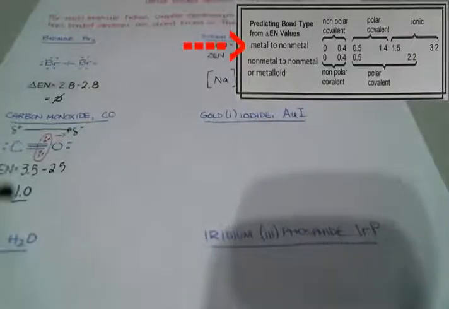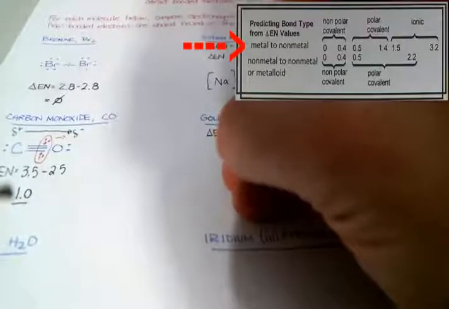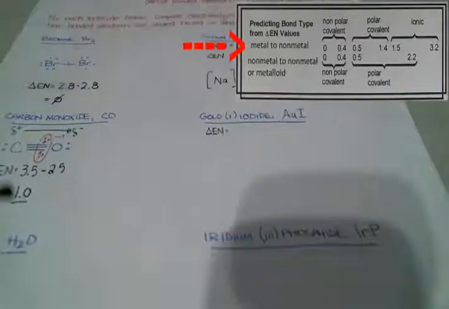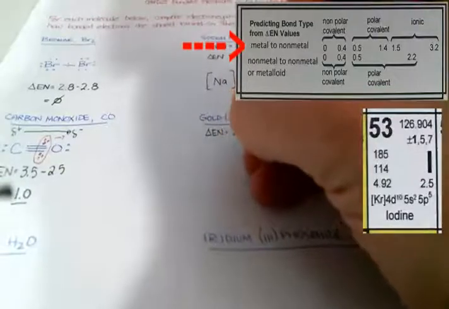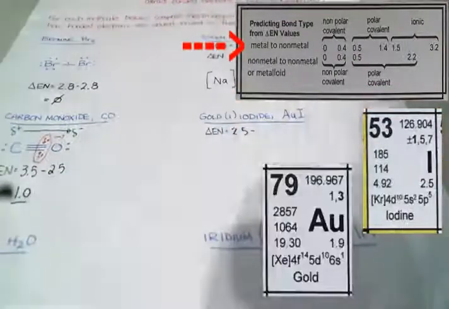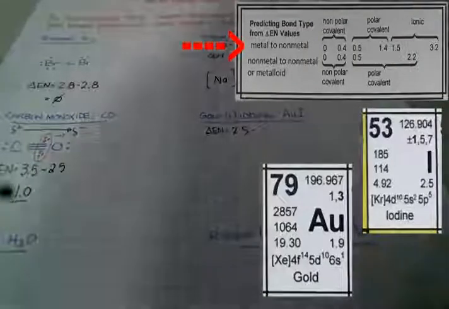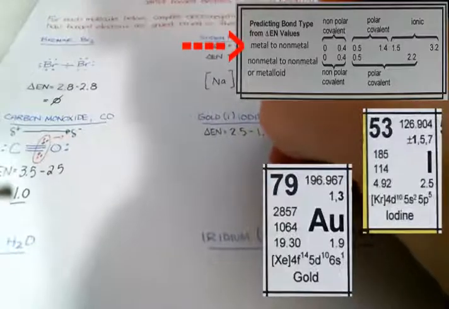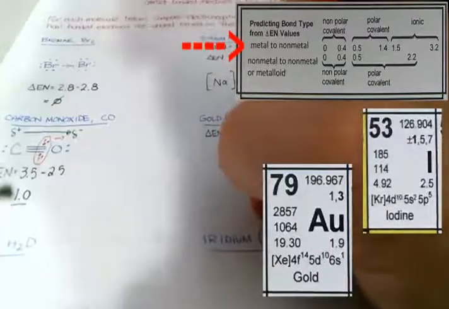Let's figure out what the delta EN is first, because that's going to tell us what kind of molecule we have here. All right, so delta EN here. Now, iodine has an electronegativity of 2.5. And gold, if you remember earlier, I said that's one of the most electronegative metals on the periodic table, and it has an electronegativity of 1.9. Now when you subtract those two, you get 0.6.